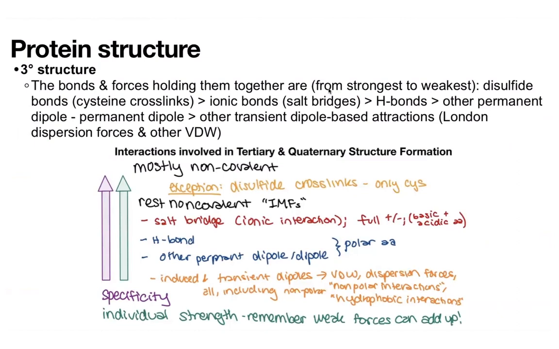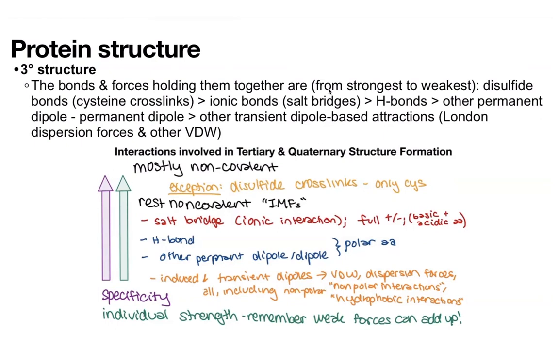And then the rest are going to be our non-covalent. So this is going to be our salt bridges. Remember that in terms of salt bridges, we need the cation, and this is going to be our lysine, arginine, or histidine, our basic amino acids. And then we need an anion. This is going to be one of our acidic amino acids, aspartate or glutamate. Then we have hydrogen bonds. And so remember the ones that can form the hydrogen bonds are going to be our polar amino acids. And then we have other permanent dipole interactions. Again, look for nitrogens and oxygens.